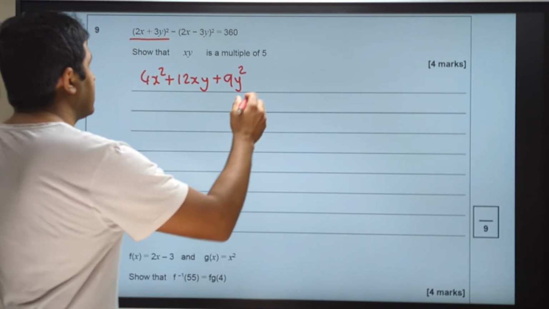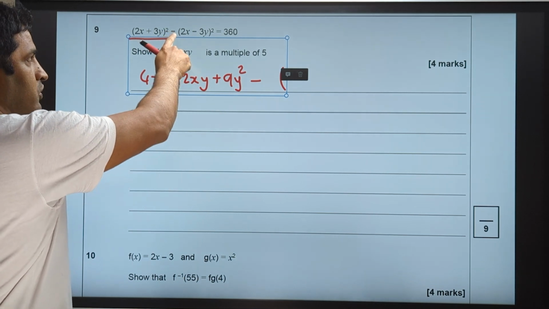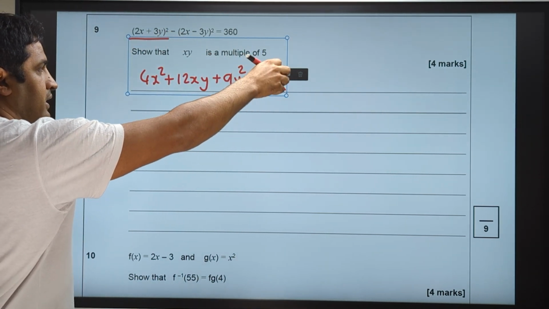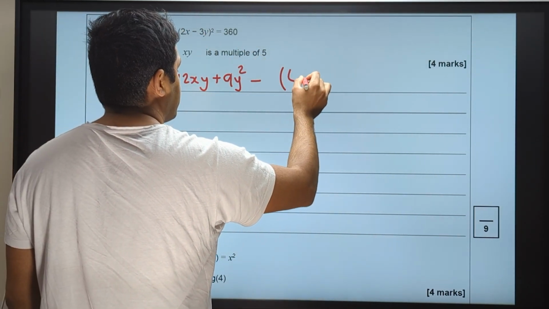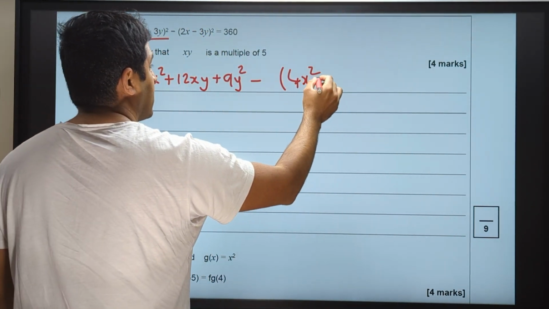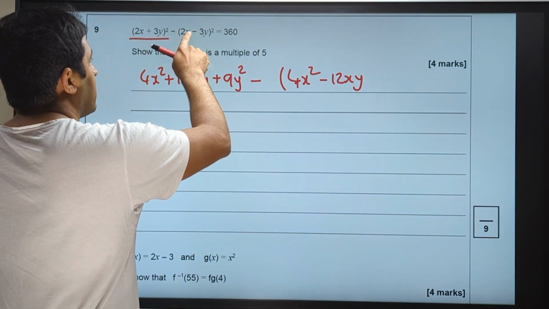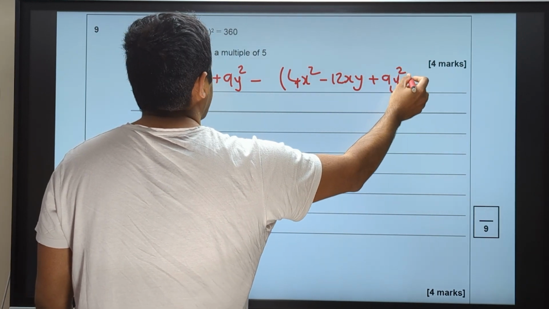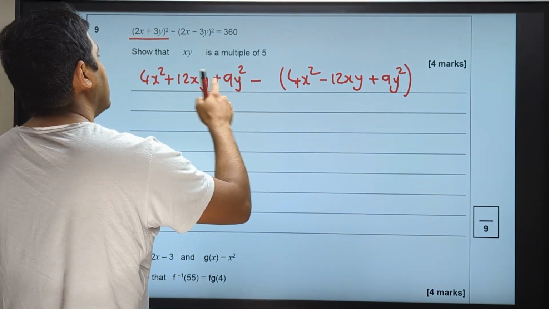And if you expand the next brackets, I'm taking away and putting the brackets around it. So remember, I'm not just going to take away directly, I'm taking away the entire thing within the brackets. So inside the brackets, we get 4x squared again. But because of that minus 3y, we would have negative 12xy. Okay, and then negative 3y squared gives you still positive 9y squared. And we're taking away this entire thing from there.